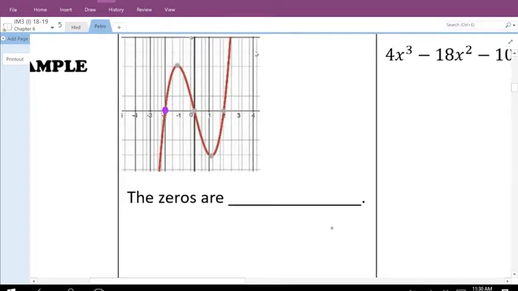We can see right off the bat where the zeros are. It's kind of hard to see, but they're at -2. Where else? And 2. Very good. So there are 3. That's it. That's pretty straightforward when you have a graph.